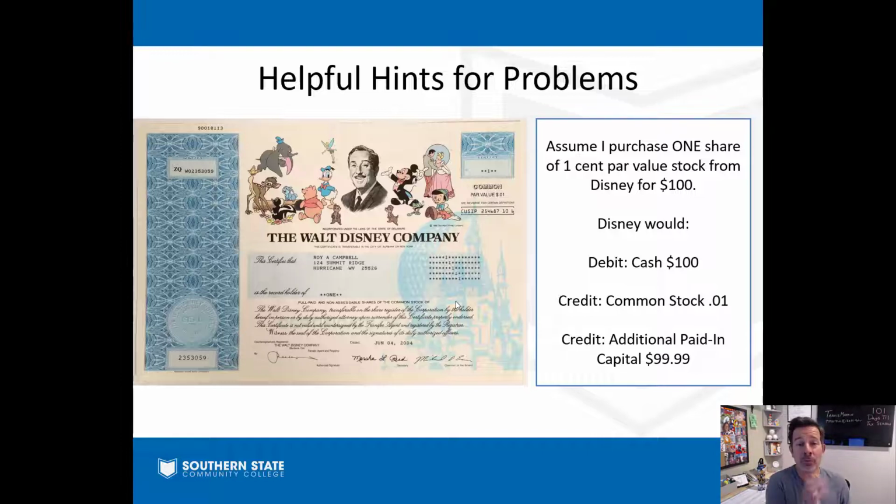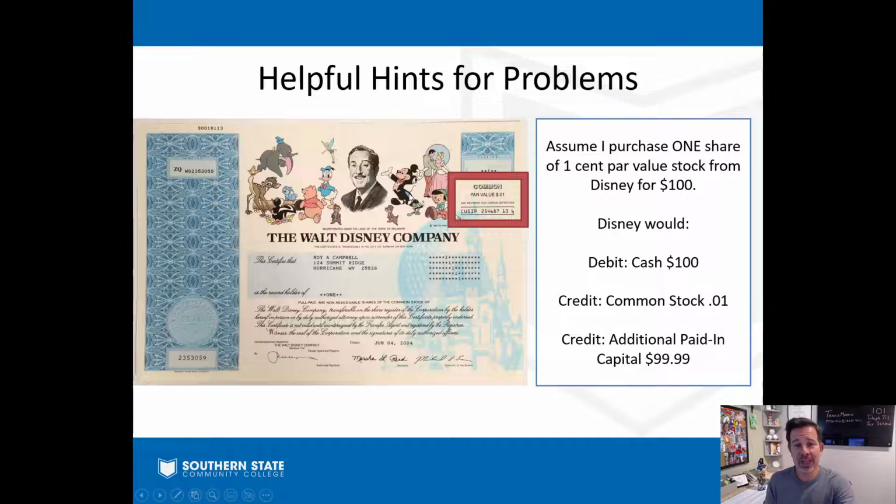A few helpful hints when you're working on your homework. First of all, I mentioned stated value on the Nike statement we looked at. You'll also see par value. Par value is simply a made-up number that they put to serve as the default value for stock. And it's a relic from the old days of accounting that we still carry to this day. In the old days, it was supposedly the minimum amount of capital that an investor should be contributing to a company.